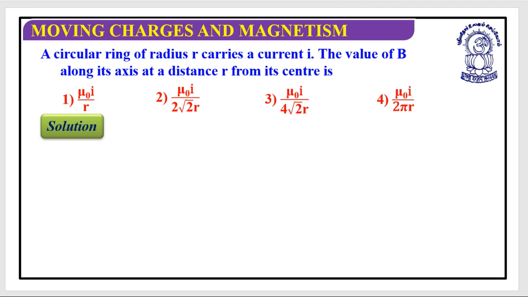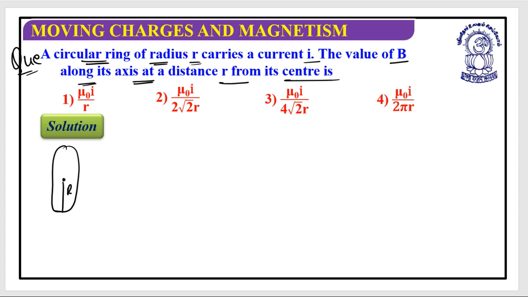Let's work on this question. So what does it say? A circular ring of radius r carries a current I. Find the value of B along its axis at a distance r from its center. So this is the situation.